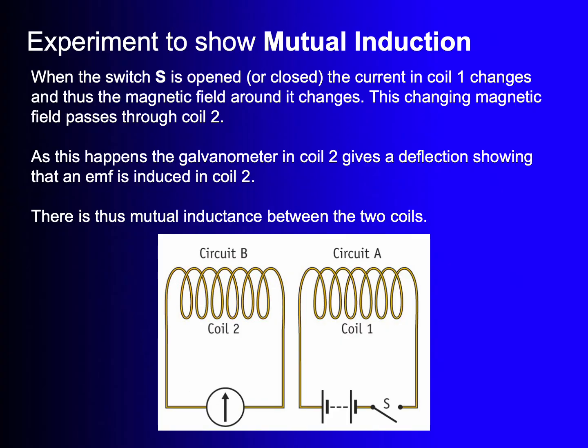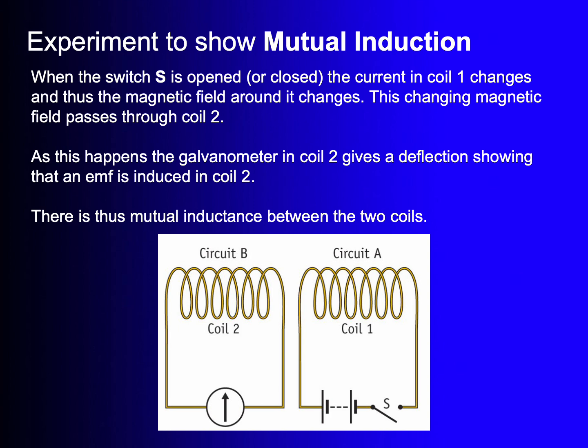So we have the two circuits with coils next to each other. If circuit A is connected to a DC source and there's a switch on it, and circuit B is alongside it and we've connected that coil to a galvanometer, we can measure if there is a current flowing in circuit B if the galvanometer deflects.